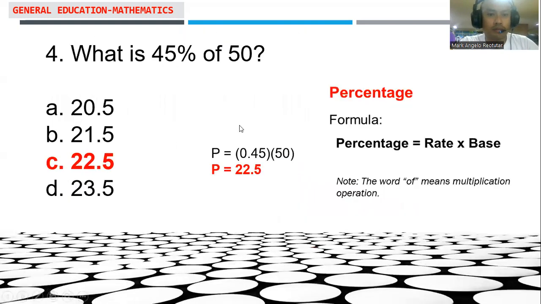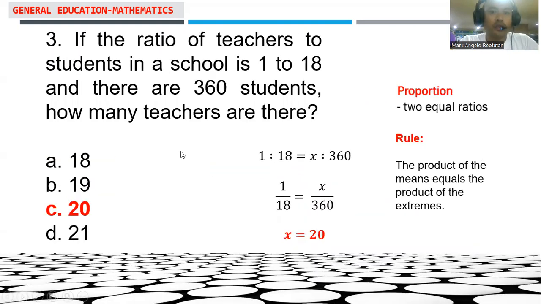Let's try number 3. If the ratio of teachers to students in a school is 1 to 18 and there are 360 students, how many teachers are there? So this is now an example of a proportion problem. Take note that when we say proportion, this is the equality of two ratios. You should have two given ratios that are considered to be equivalent or equal. Now, of course, we need to apply a rule in order to solve problems involving proportions. And the rule says the product of the means equals the product of the extremes.